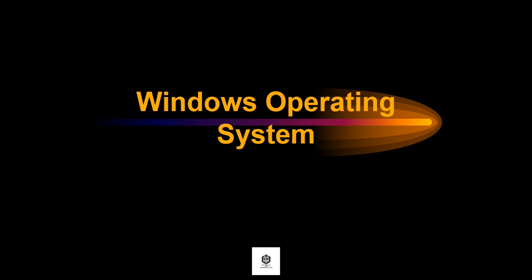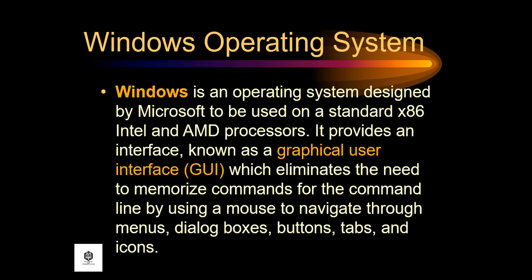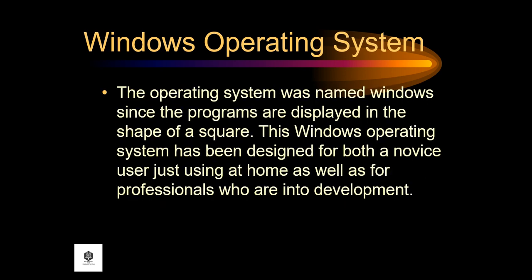Next is the Windows operating system. Windows is an operating system designed by Microsoft to be used on a standard x86 Intel and AMD processors. It provides an interface known as a graphical user interface or GUI, which eliminates the need to memorize commands for the command line by using a mouse to navigate through menus, dialog boxes, buttons, tabs, and icons.